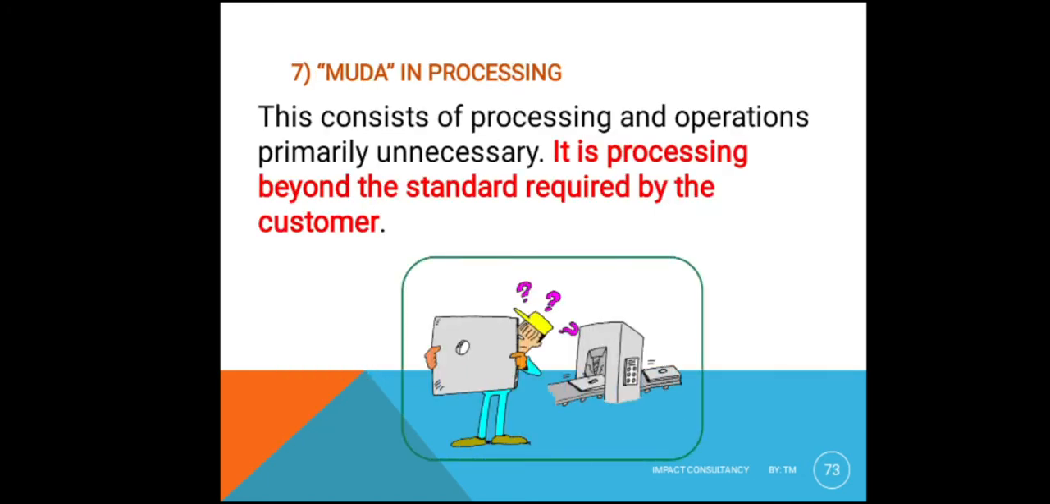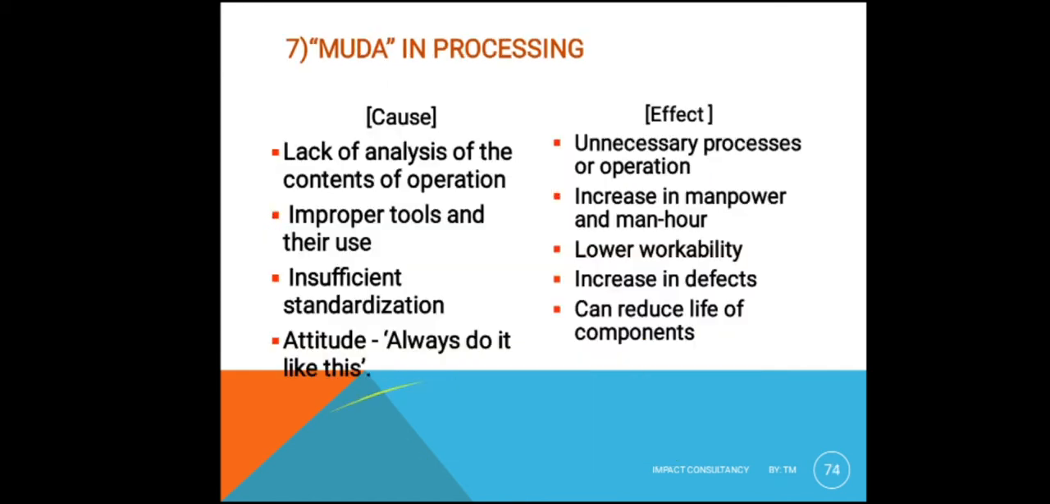And the last one is Muda in processing. This consists of processing and operations primarily unnecessary. It is processing beyond the standard required by the customer. So this is unwanted thing, additional processing. It is caused by lack of analysis of the contents of operation, improper tools and their use, insufficient standardization, attitude. Always do it according to the specification, not as you like, so that if you pass from the specification it will be Muda in processing.